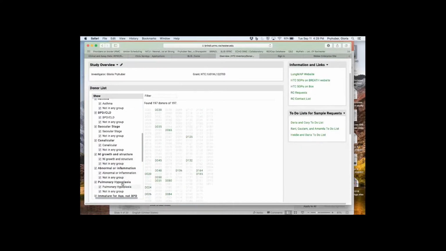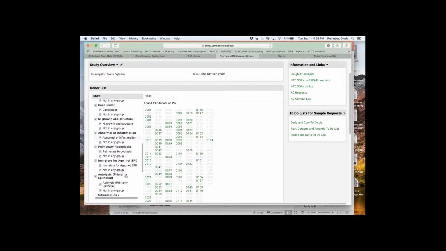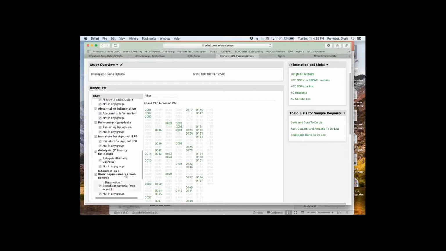Okay, abnormal inflammation. I think for some of our work, it is important to know if there's excessive amounts, if there's bronchopneumonia, if there's moderate or severe inflammation. You may or may not want to choose that case depending on what you're looking for. Why do you have so many with inflammation? The large group.